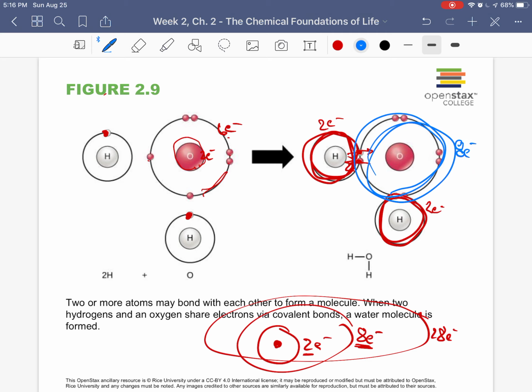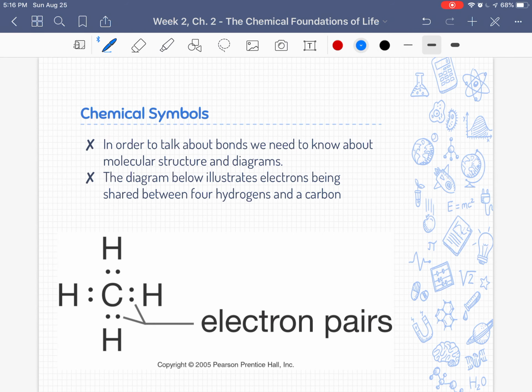So what they've done is they've chemically bonded together, and that's allowed each atom in the compound to share electrons and fill their valence shells so that they are content. When we talk about chemistry, there's a lot of notation. So understanding that notation helps us understand what's going on.